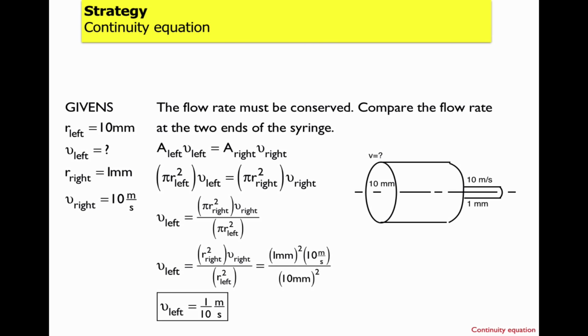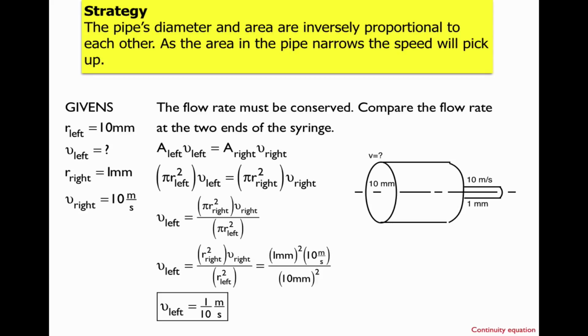And so when that happens, I'm kind of thinking in my head, oh, it's a continuity equation. So maybe I write that down as my strategy. Well, that's not quite enough. Because really, I want to know a little bit more about where the continuity equation came from and what it means. So a better description would be the pipe's diameter and area are inversely proportional to each other.